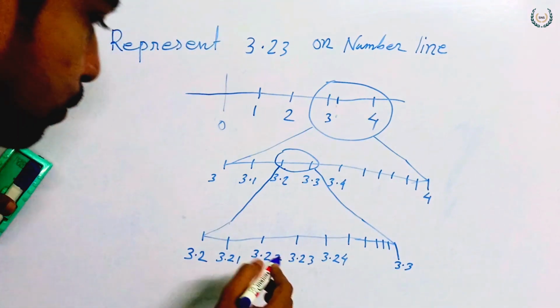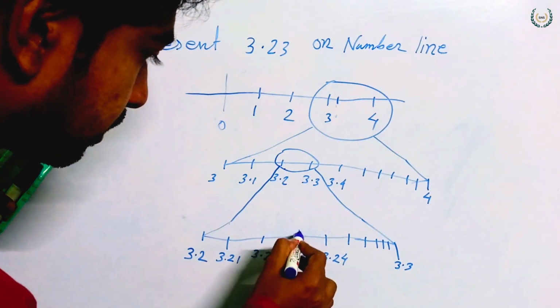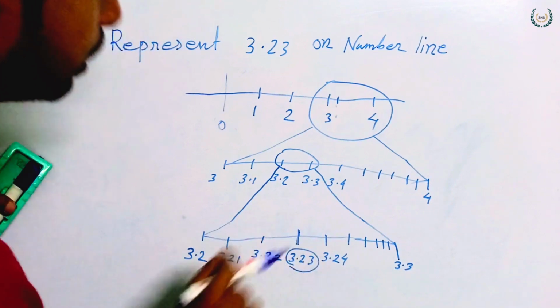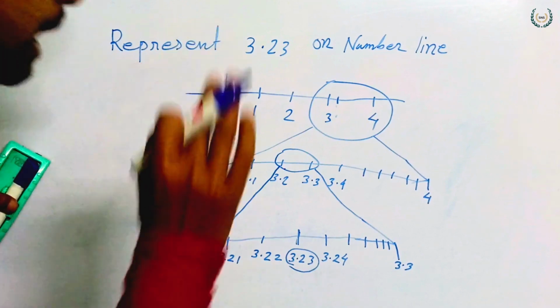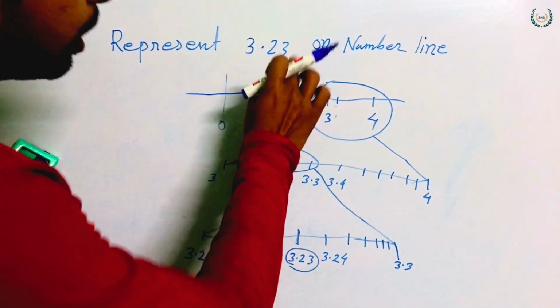Okay, so where is it? Yes, this is 3.23 on the number line. So that's how you will represent 3.23 on number line.